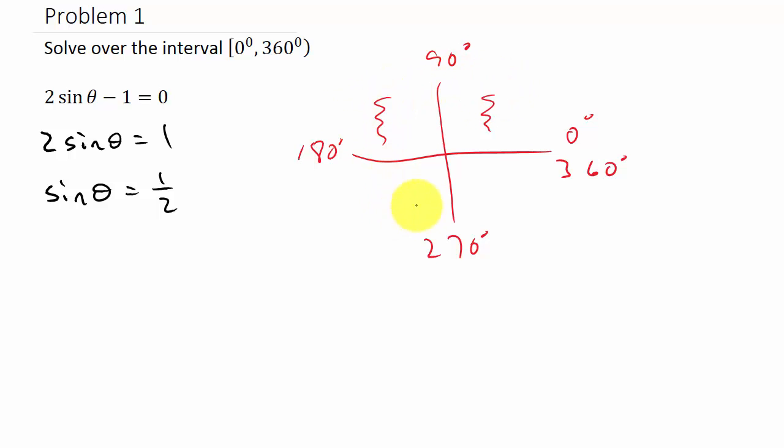Remember, all students take calculus. Alright, so we need to find our reference angle. If you remember, your reference angle is the angle that's in the first quadrant. Reference angles are in the first quadrant. So that means that my solution in the first quadrant is also going to be my reference angle. And I'm going to use that reference angle to find the solution in the second quadrant. So let's remember our solutions are in the first and second quadrant.